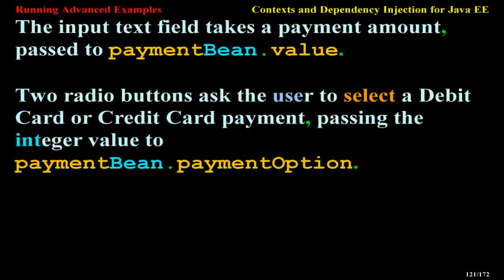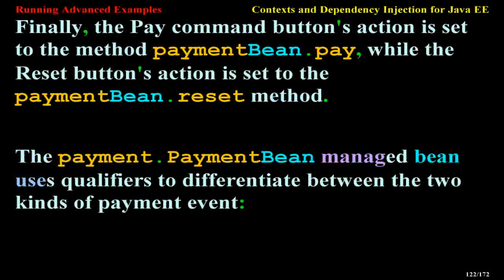The input text field takes a payment amount, passed to paymentBean.value. Two radio buttons ask the user to select a debit card or credit card payment, passing the integer value to paymentBean.paymentOption. Finally, the Pay command button's action is set to the method paymentBean.pay.